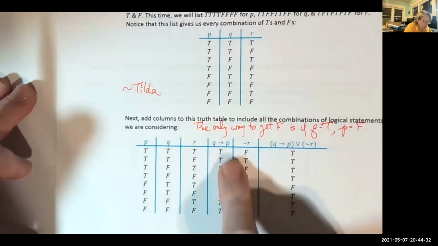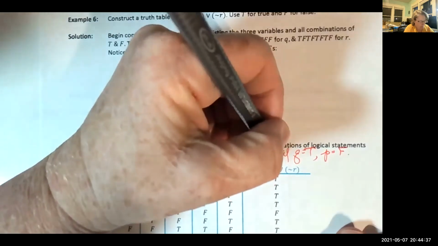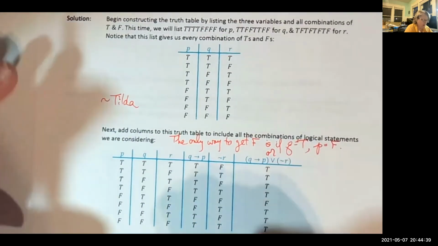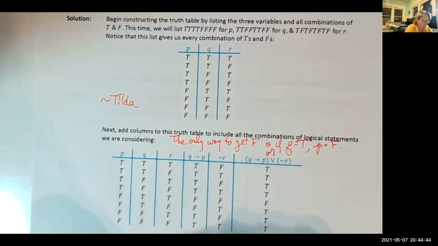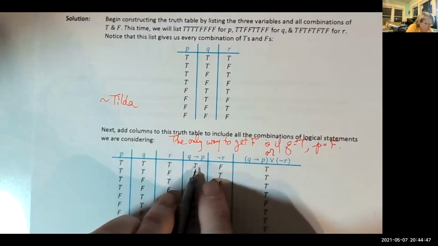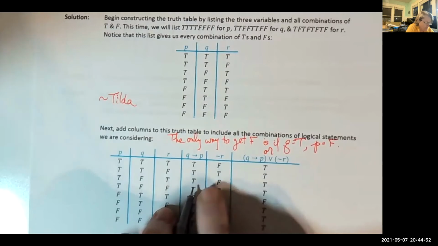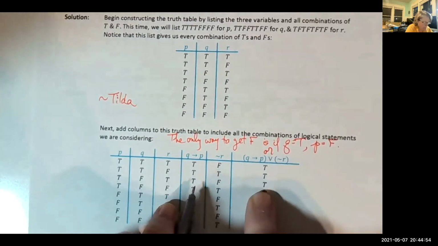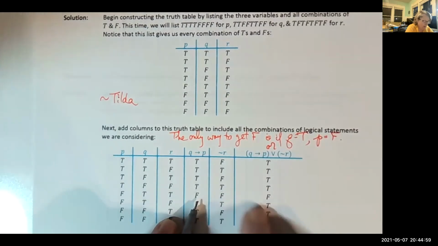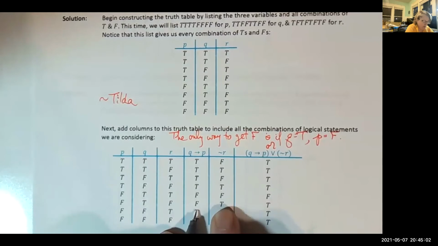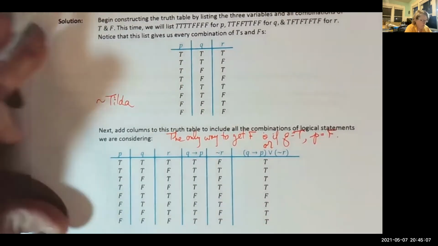We've got these last two columns and we're ORing them together. OR means if at least one of them is true, the outcome is true. So let's see. True or false, that's true. True or true is true. True or false, at least one is true, so that's true. True or true, that's true. False or false, there we go, that's false. False or true, true. True or false, true. True or true, true.